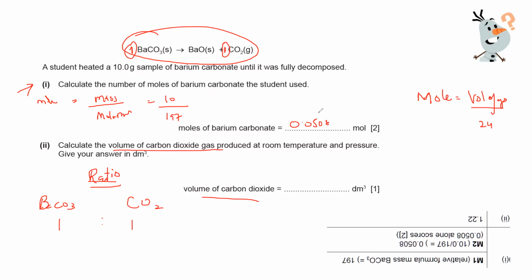But in the question, how many moles of barium carbonate are there? How many moles did we work out for barium carbonate? That is 0.0508. Then how many moles of carbon dioxide will there be? It will be X. So we cross multiply. 1 multiplied by X is X, and 1 multiplied by 0.0508 gives us 0.0508. So these are the moles of carbon dioxide.